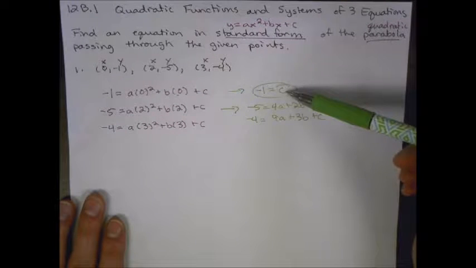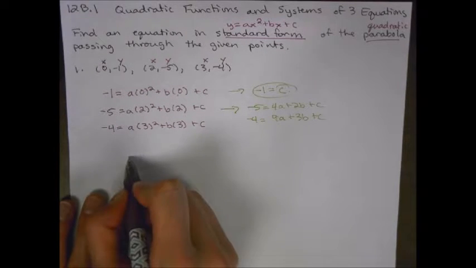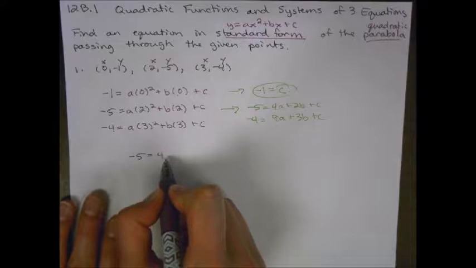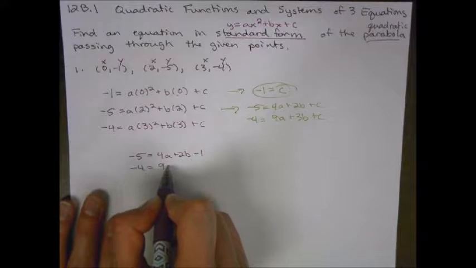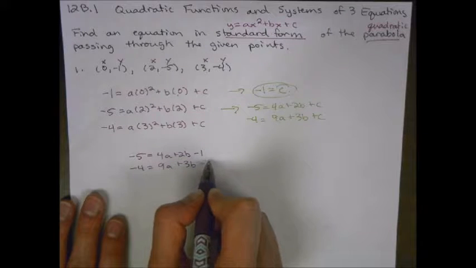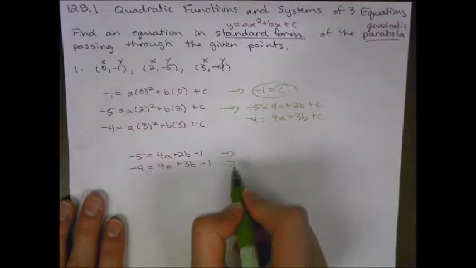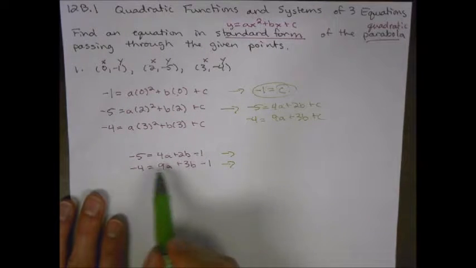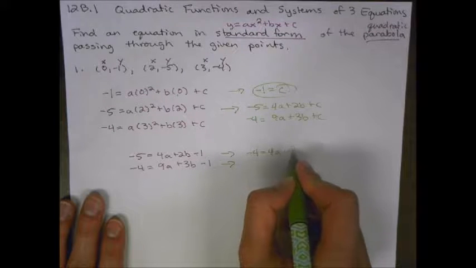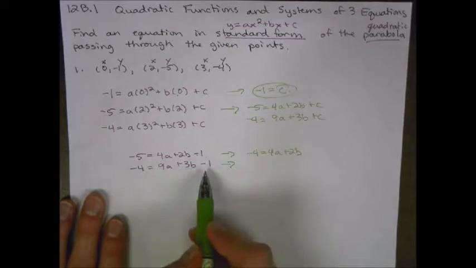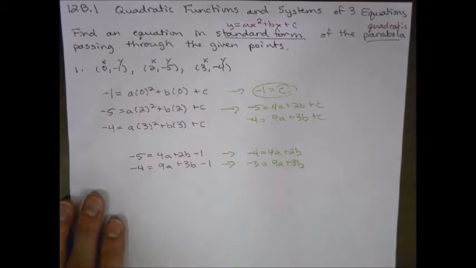Now that I have my c already, I can plug those in. So I get -5 equals 4a plus 2b minus 1. -4 equals 9a plus 3b minus 1. And I can simplify those. Get a and b by itself, add the 1 over. -4 equals 4a plus 2b. Add the 1 over. -3 equals 9a plus 3b.